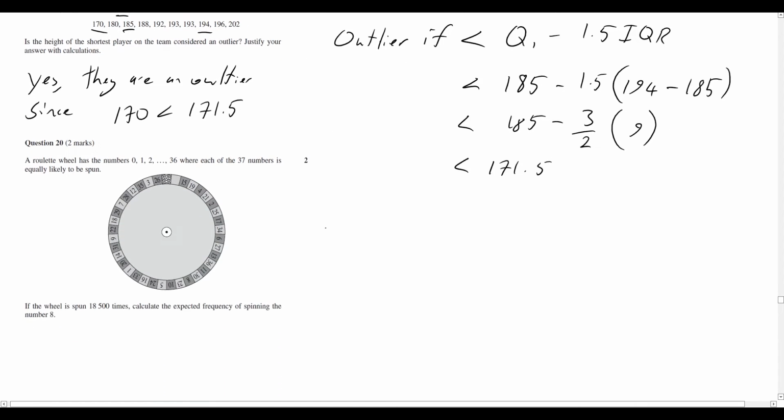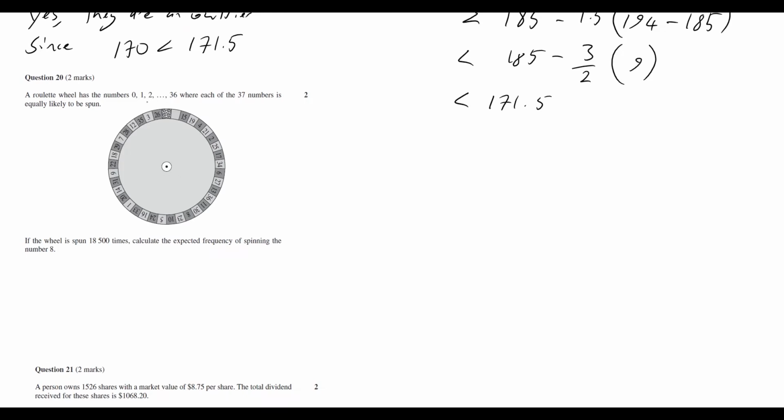Now, question 20. A roulette wheel has the numbers 0, 1, 2, all the way up to 36, where each of the 37 numbers is equally likely to be spun. If the wheel is spun 18,500 times, calculate the expected frequency of spinning the number 8. Okay, well, since it's an arbitrary number, it doesn't really matter. So we know that the chance is 1 over 37. So what we would do is say 18,500 times 1 over 37, and that simply gives us a value of 500. And that is the expected frequency.